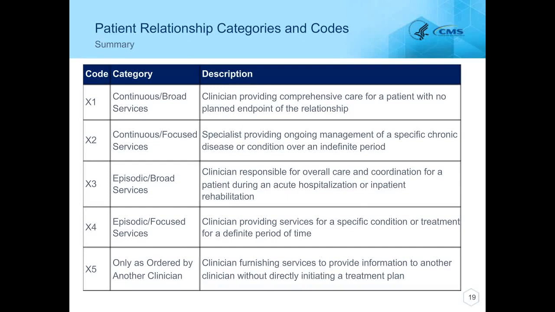In this slide 19, here's a recap of all the codes and the categories and the descriptions we just covered. As you can see, there are the 5 different modifier codes with the categories we've described, which are time-based as well as interaction-based, and then the definition that we've provided. Next slide, please.